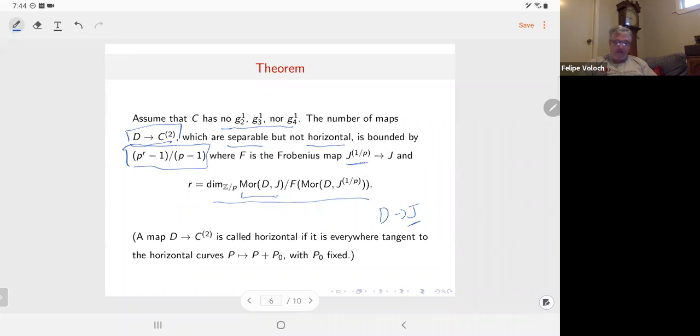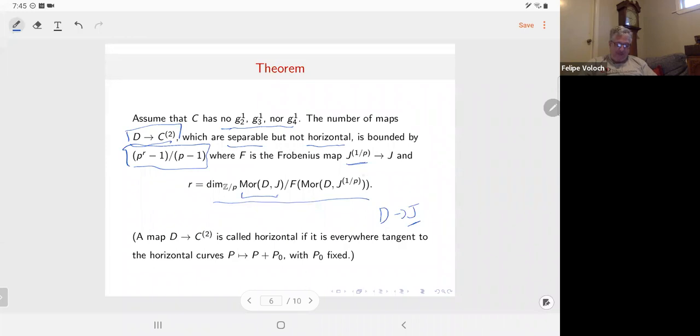J to the 1 over P is the abelian variety you get by writing down the equations for J, taking the pth root of all the coefficients, and so you get a new set of equations. So it also defines an abelian variety, one where the map taking coordinates and raising them to the pth powers lands in J. The Frobenius is the map that sends any algebraic variety to another by raising all the coordinates to the pth power. So J to the 1 over P is the source of the Frobenius map.